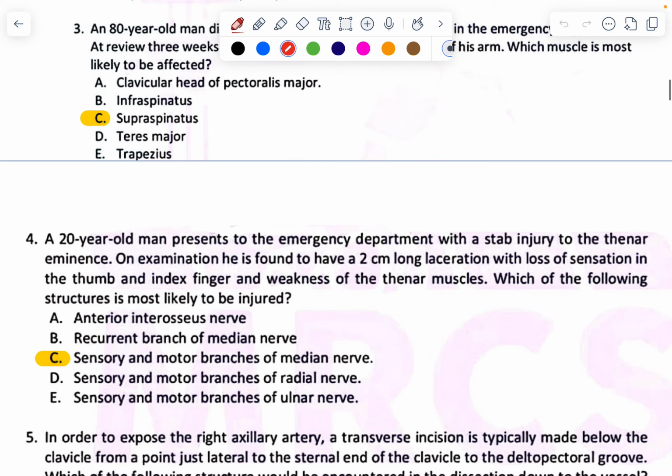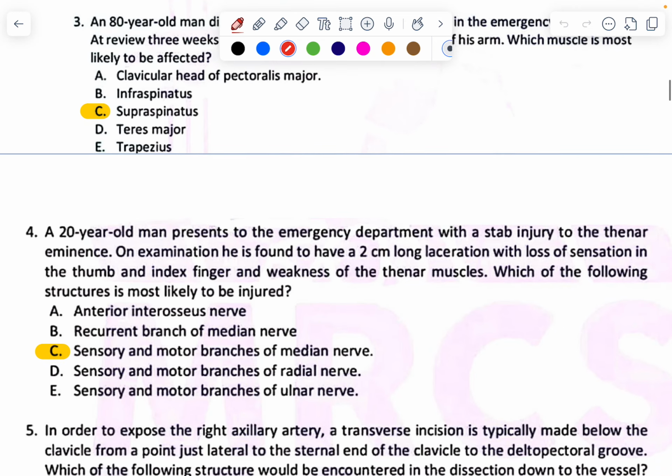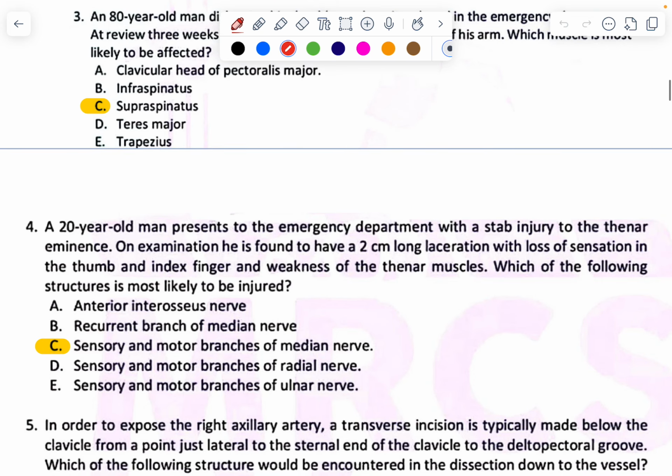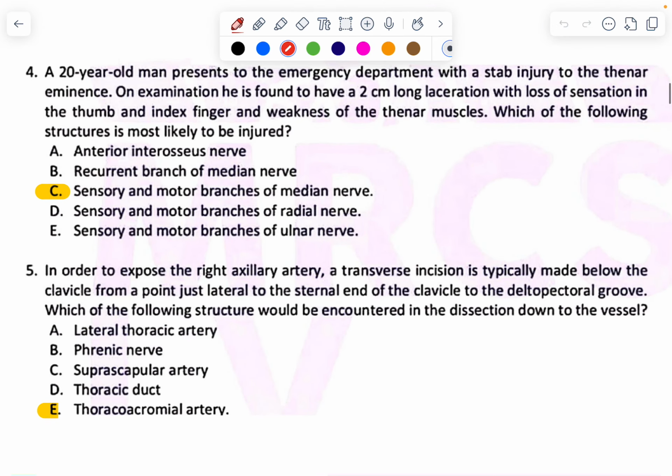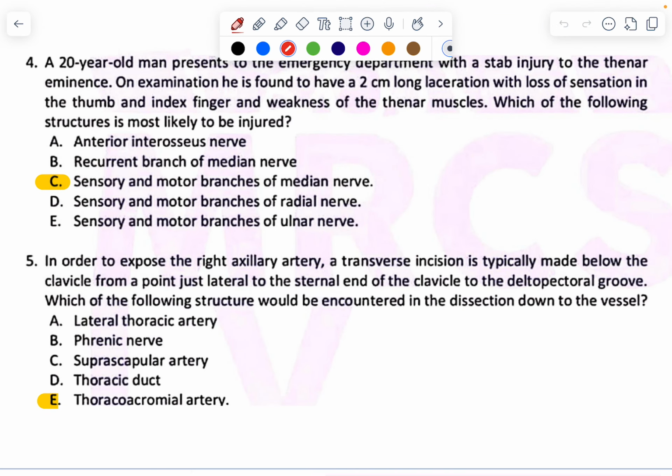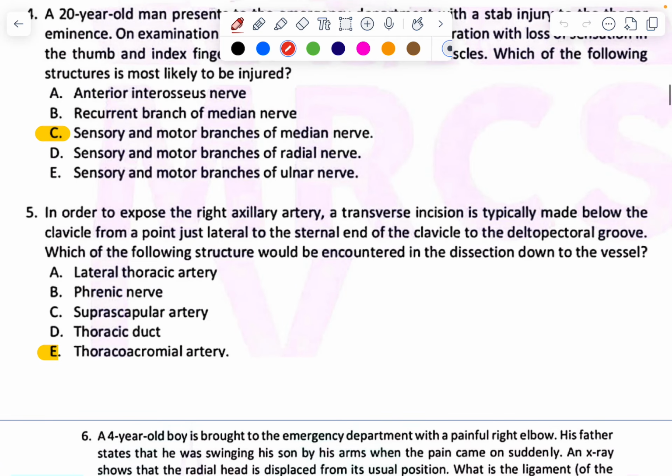In order to expose the right axillary artery, an incision is made below the clavicle, just lateral to the sternal angle of the clavicle. So sternal angle, clavicle, deltopectoral groove. Which of the following structures is encountered in the dissection down to the vessel? The thoracoacromial artery is there, so this is the main thing. The lateral thoracic and the others are very far away.